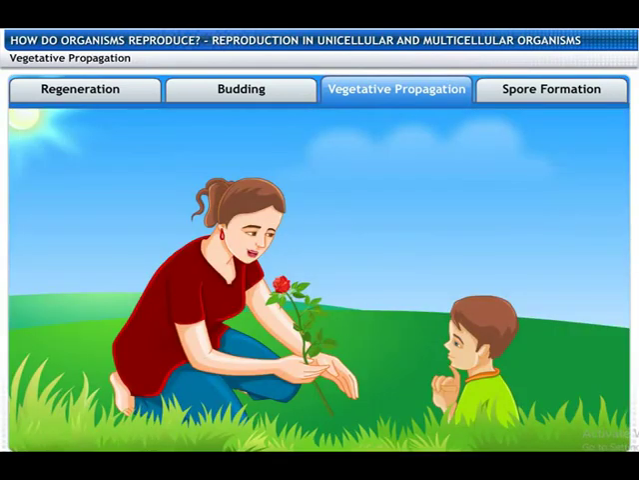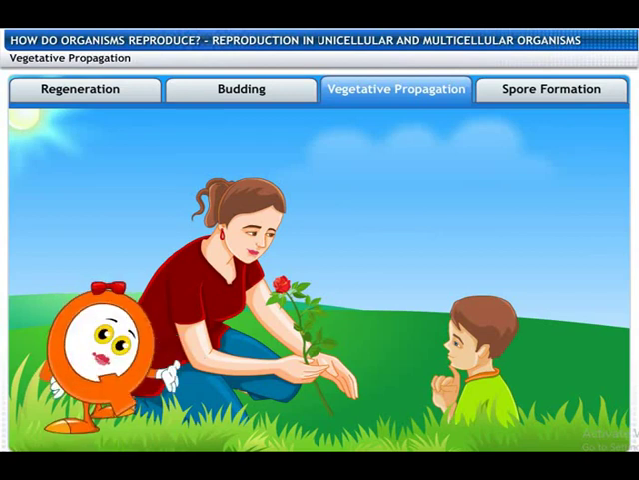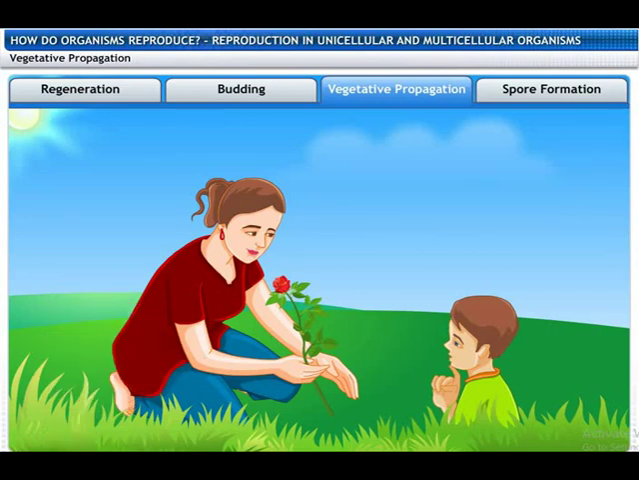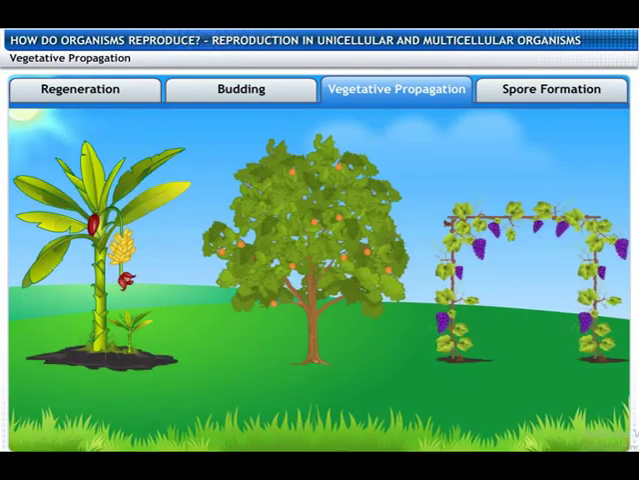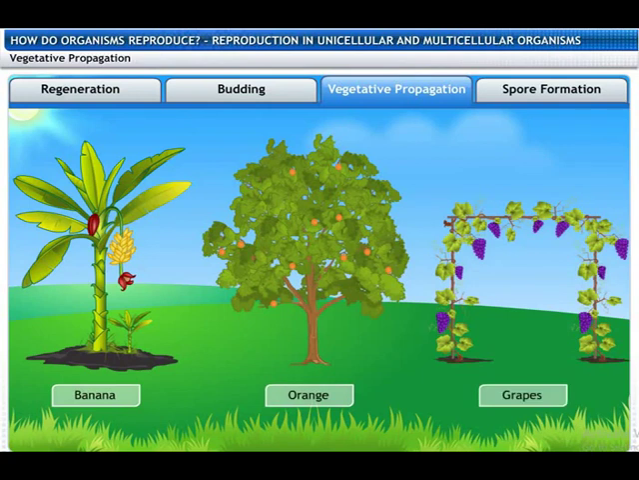Can you recall some other plants where the stem is used for vegetative propagation? Let me think. How about sugarcane? Very good. You can grow a new sugarcane plant from a part of the stem of the parent plant. In fact, a similar method of vegetative propagation can be used for bananas, oranges, and grapes.